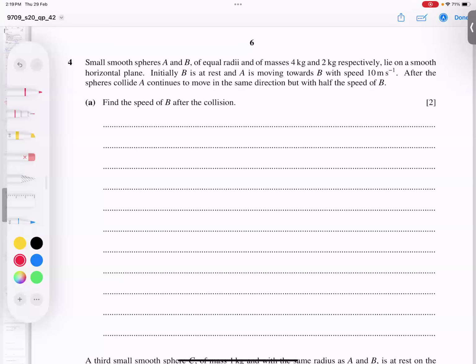Bismillah ar-Rahman ar-Rahim. Yes, students, I have of course given you the solution, and now I'm starting it. Bismillah ar-Rahman ar-Rahim. Two small smooth spheres A and B, of equal radii and masses 4 and 2 kilograms, lie on a smooth table. Initially B is at rest, and A is moving towards B with a speed of 10. After the spheres collide, A continues to move in the same direction, but at half the speed of B.